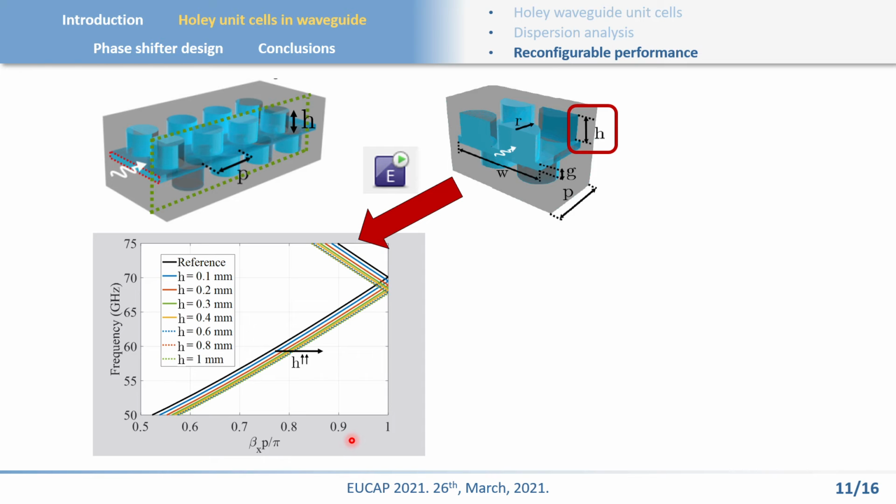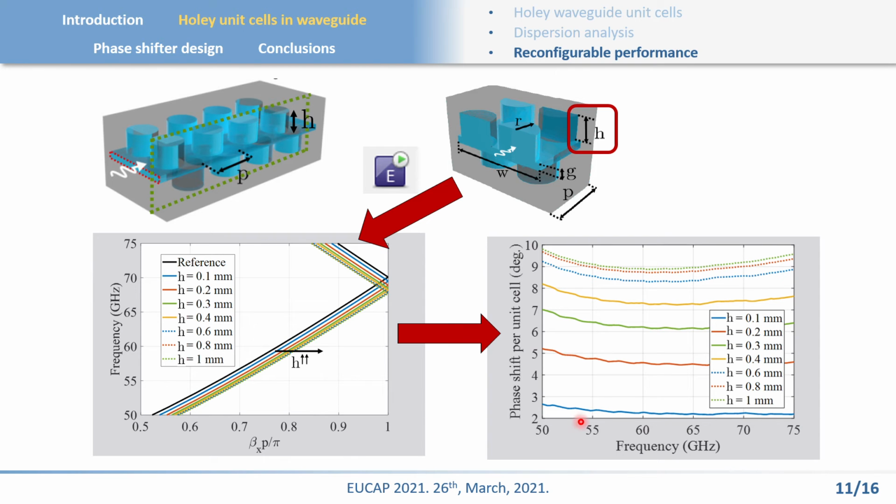This information provided by the dispersion diagram can be translated into the phase shift of the Holey unit cell regarding the phase produced by the reference waveguide. In this plot, the produced phase shift of the Holey unit cell is represented as the hole depth increases. As expected, the greater the depth, the greater the phase shift produced, but only up to a certain value that depends on the other geometrical parameters of the Holey unit cell.